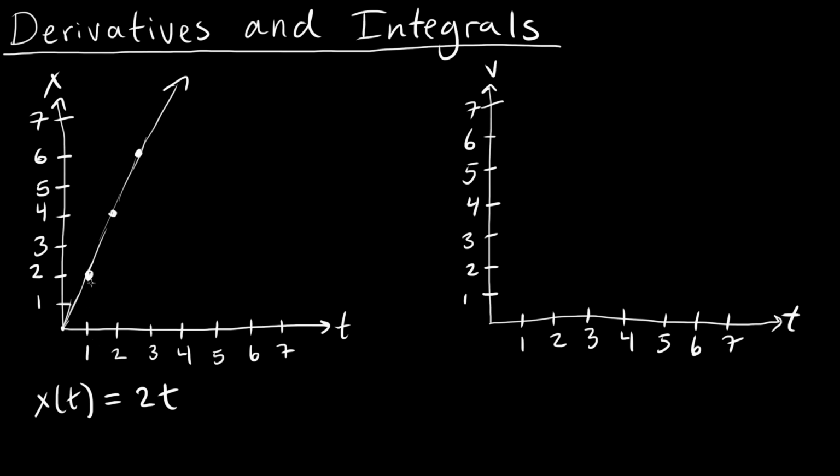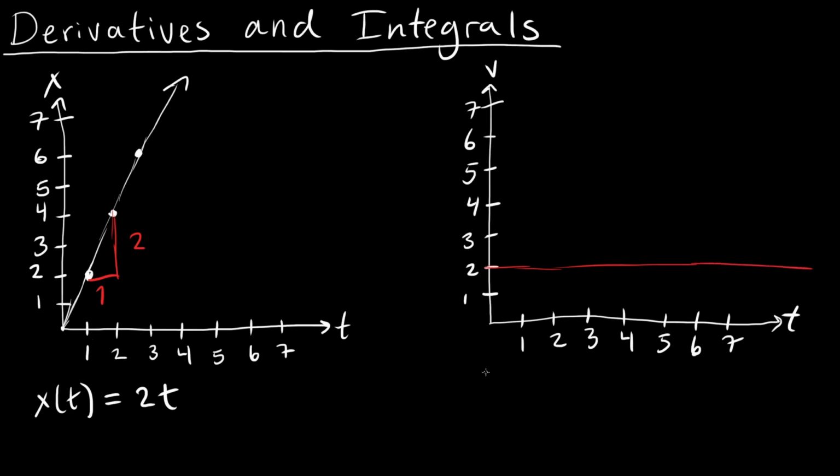We could just find the rise over run. So the rise here is 2 and the run is 1. And since this is a linear graph, the slope will be the same for the entire graph. So for the velocity versus time graph, we will plot the slope of the position versus time graph, which is 2 for all t.